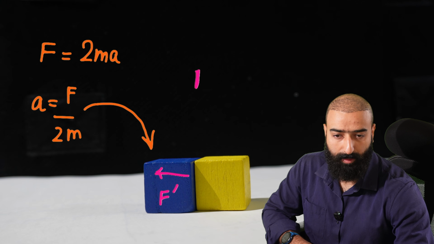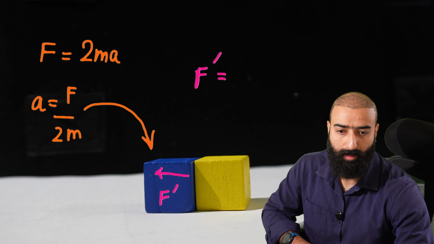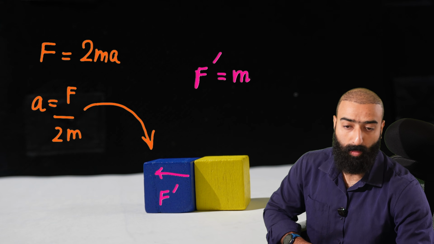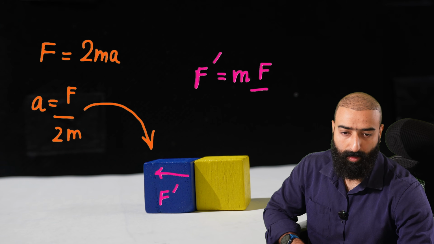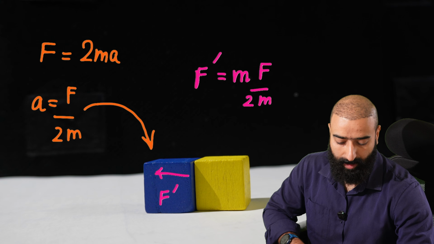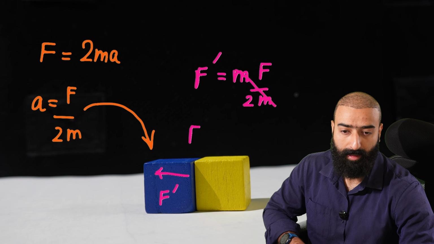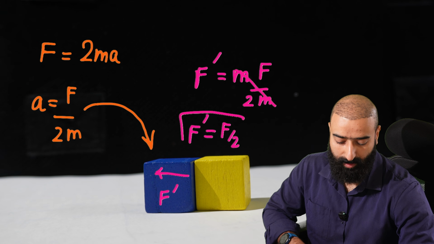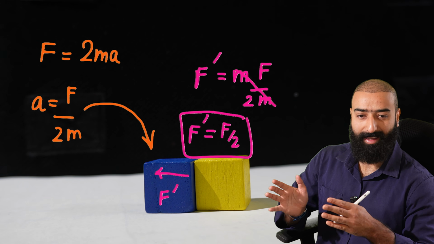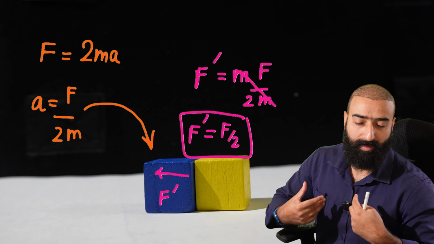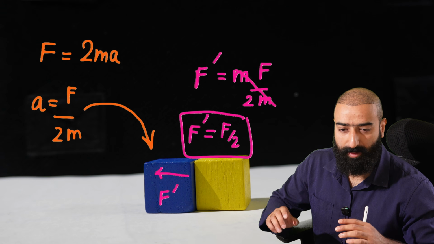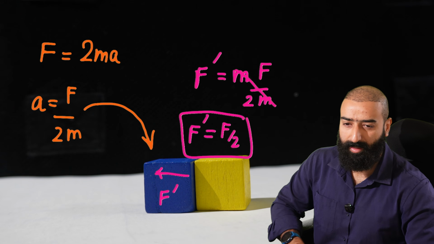So the total force is F prime equals, mass is m, and what's a? That's F over 2m. So that's F over 2m. m and m go, and what do we get? F prime equals F over 2. Voila! That means if we push the block with a force of F, only half of that force is transmitted to the blue block.